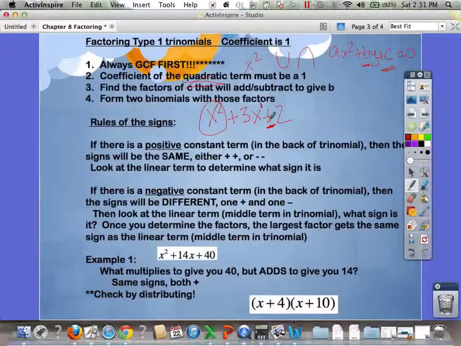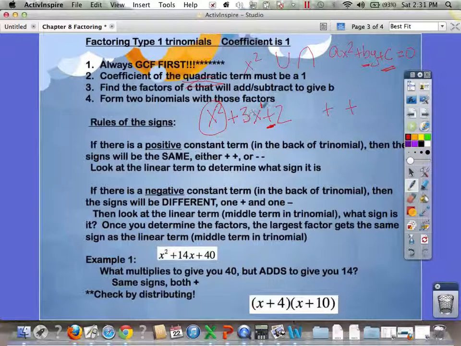Because when you multiply, a positive times a positive is a positive, and a negative times a negative is a positive. So if it's a positive in the back end, it will be the same sign, either plus, plus, or minus, minus. Then you look in front of the linear term, this term right here in the middle, and it says it's plus. If it's a plus, then the signs have to be plus, plus. Okay? If there was a minus right here and a plus in the back, that would be a minus, minus. All right? So you look in the back to see if they're the same signs, and then you look in the front to see which one it is.